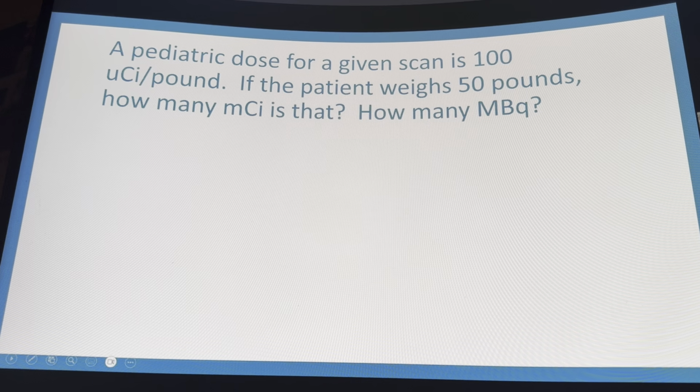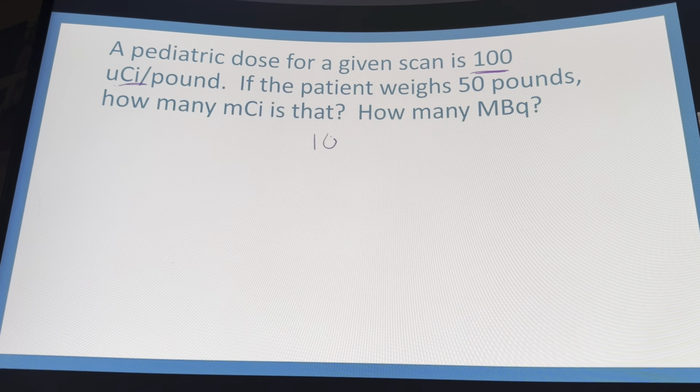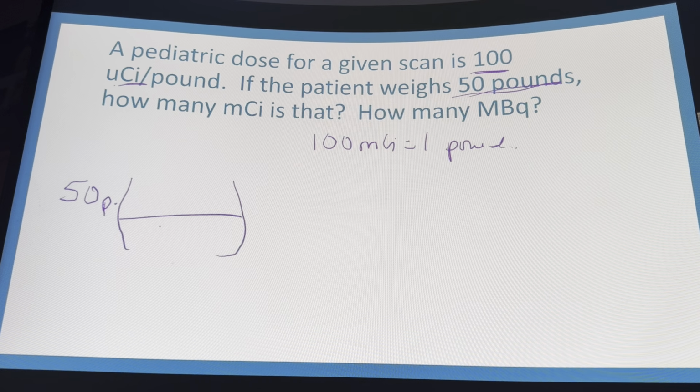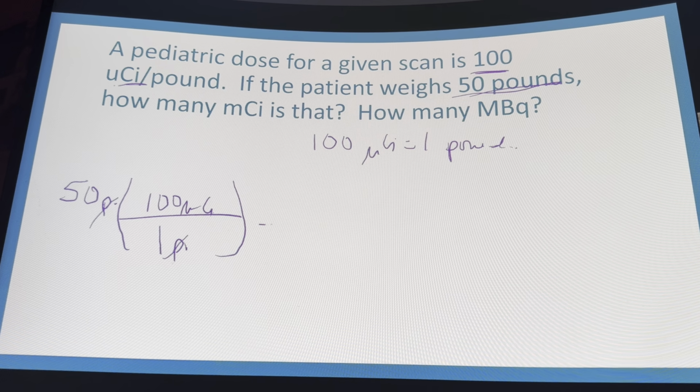All right, let's do another one. Pediatric dose for a given scan is 100 microcuries per pound, so that's my conversion. 100 microcuries equals 1 pound. My patient weighs 50 pounds. I'm already at my conversion, so I can go right through the doorway. 1 pound is 100 microcuries, not millicuries. I was looking at that, I was like, wait a minute, we're going to give them 500 millicuries? Microcuries. Whew. All right, pounds cancel.